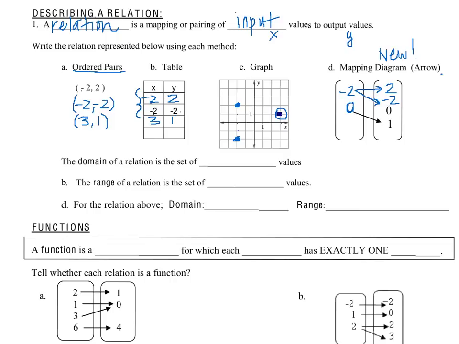It's already on my graph. And lastly, we're going to put it in our mapping diagram. Since the 1 is already there as a y value, I'm just going to put the 3 here and draw an arrow to the 1.